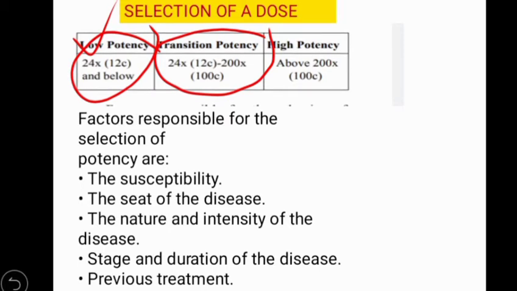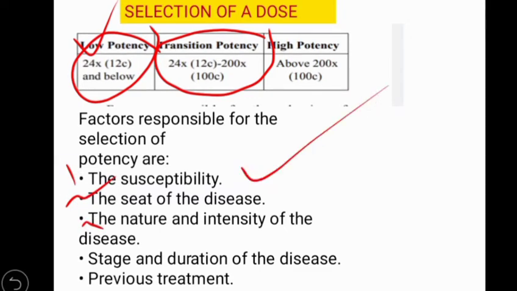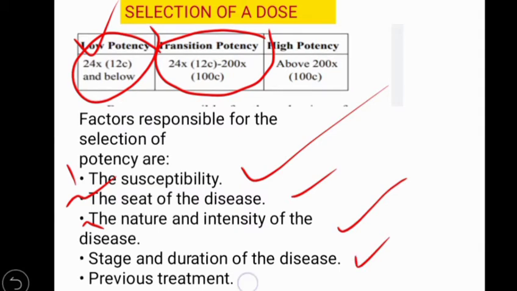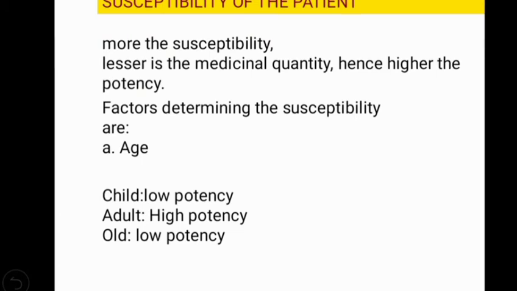So what are the responsible factors for the selection of a potency? Five things: 1, 2, 3, 4, 5. The susceptibility, the seat of the disease, the nature and intensity of the disease, the stage and the duration of the disease, then the previous treatment. So we discuss all one by one.